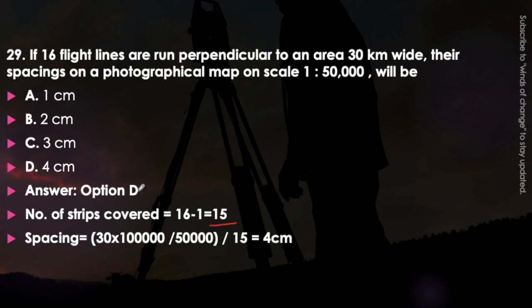And how is it so? We will find the spacing using 30 km, since the area is 30 km wide and the scale is 1:50,000. Since this is 30 kilometers, we convert it into centimeters, so it will be 30 into 10 raised to power 5 divided by 50,000. So totally it will become 60. It will be divided by the number of strips, that is 15. So it will be 60 divided by 15, that is 4 centimeters. Okay, so option D will be the correct answer. You can do it on your own, it is a very easy question.